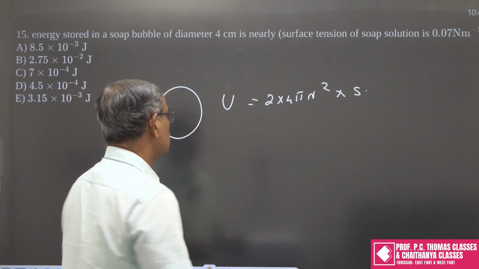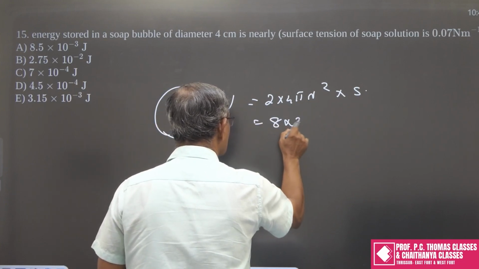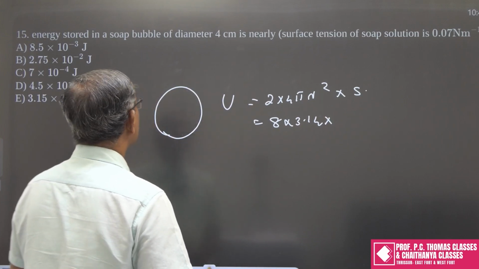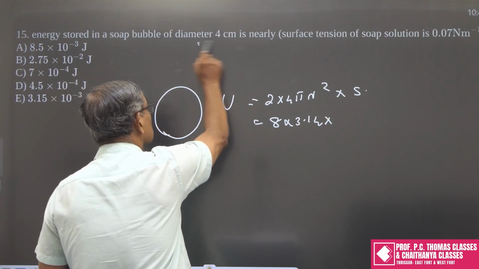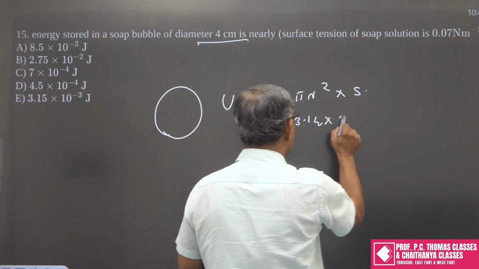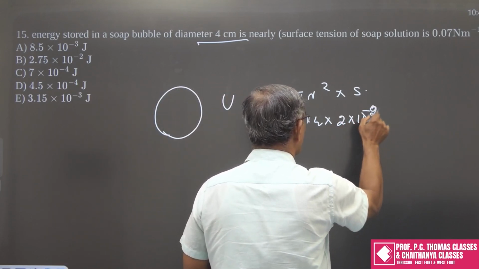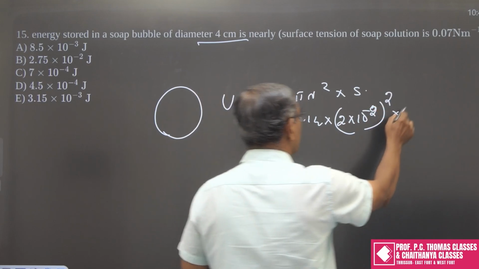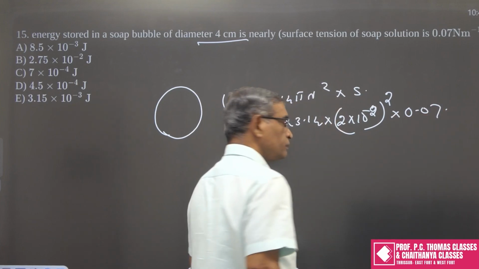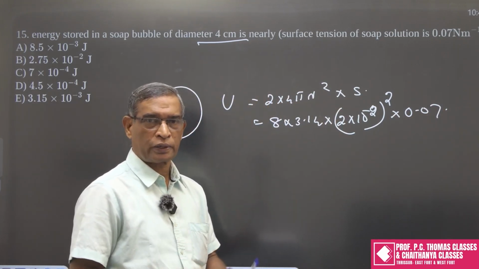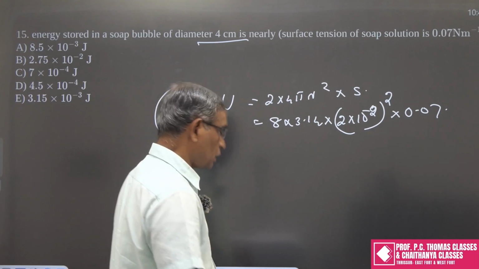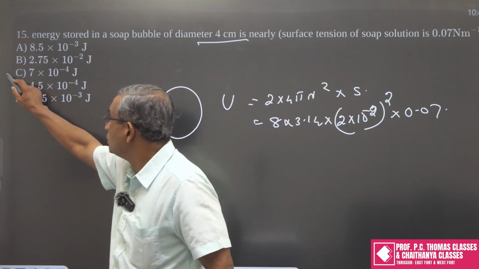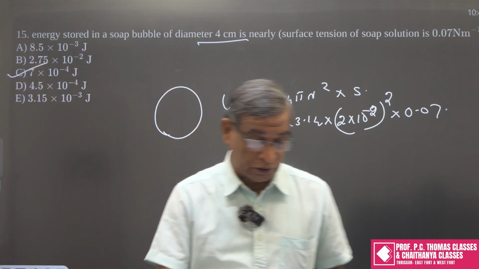It's equal to 2 into 4, 8 into 3.14 into the radius squared. What is the radius of the bubble? Diameter is given as 4, so the radius is equal to 2 centimeter, 2 into 10 raised to minus 2, whole squared. The surface tension is 0.07. This is the total energy possessed by that bubble. On multiplication, the value is about 7, and on simplification the option is found to be C.